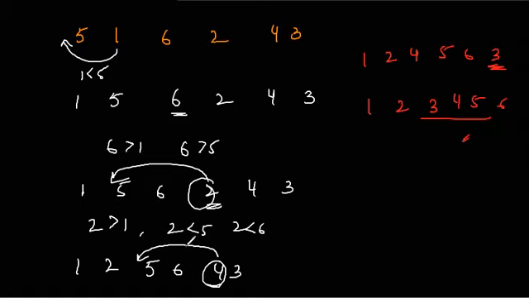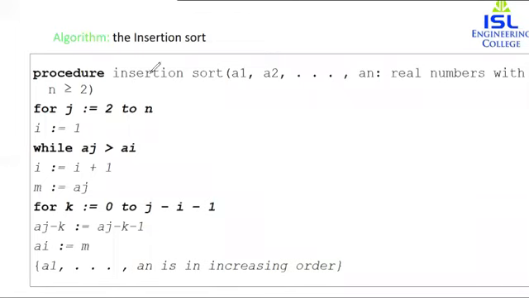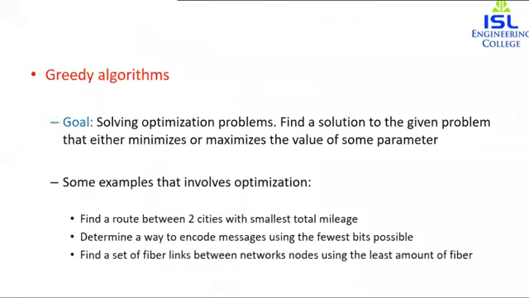The same can be shown with the help of an algorithm in this way. In insertion sort, we take from the second element, compare it with the first element and keep swapping it. The next is the greedy algorithm, which is basically an optimization problem. What do we mean by an optimization problem? Whenever we are using an optimization problem, the necessary requirement is that we are supposed to find a solution to the problem which is either minimizing or maximizing the value of some parameter.